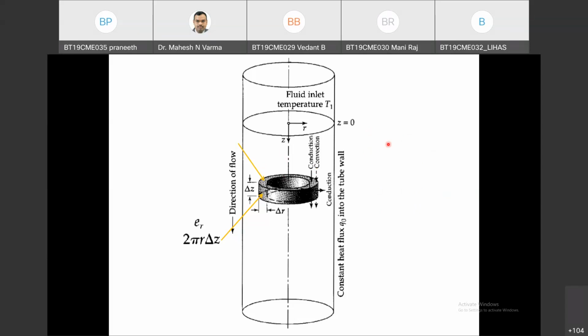Roll number 36. Yes, sir. It will be 2 pi r, the cross-sectional area, so 2 pi r into delta r. And what will be the flux in the Z direction? EZ, sir. The combined energy flux. Okay. So this is coming in and going out, plus total forces acting on a system.